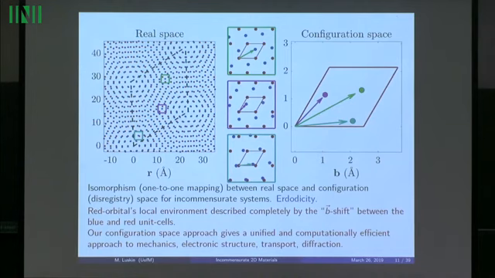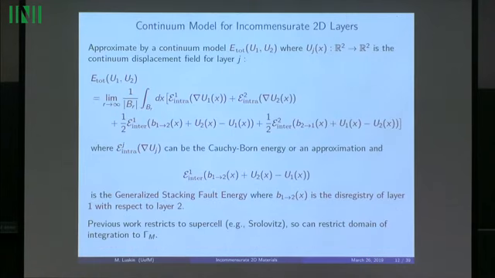Okay, and then again, more of a review. As we move through the bilayer structure, I look at the disregistry of layer 1 with respect to layer 2, and that disregistry essentially fills out the unit cell of lattice 2. We've seen that before. So let's try to derive a model.